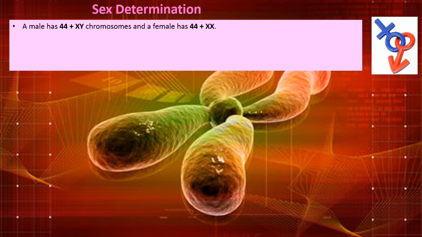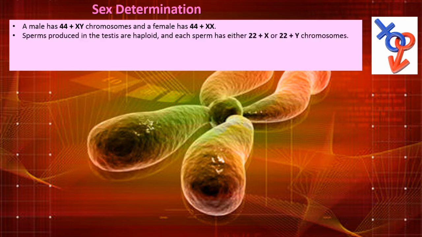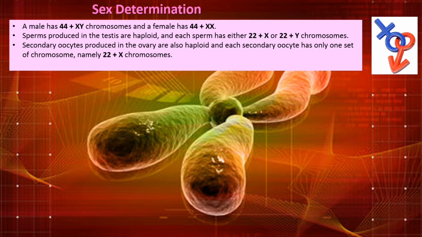So sperm produced in the testes are haploid, and each sperm has either 22 plus X or 22 plus Y chromosome. Okay, but the secondary oocyte produced in the ovary is also haploid, and each secondary oocyte has only one set of chromosome, namely 22 plus X chromosome. So the sex and gender of a child is determined during fertilization.